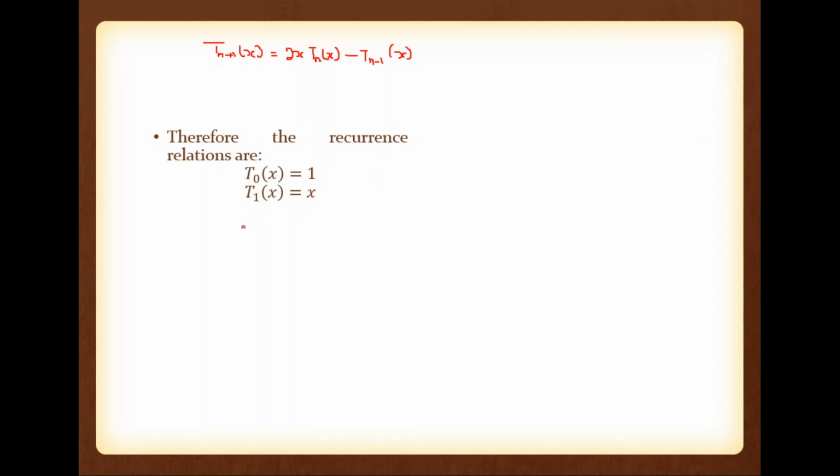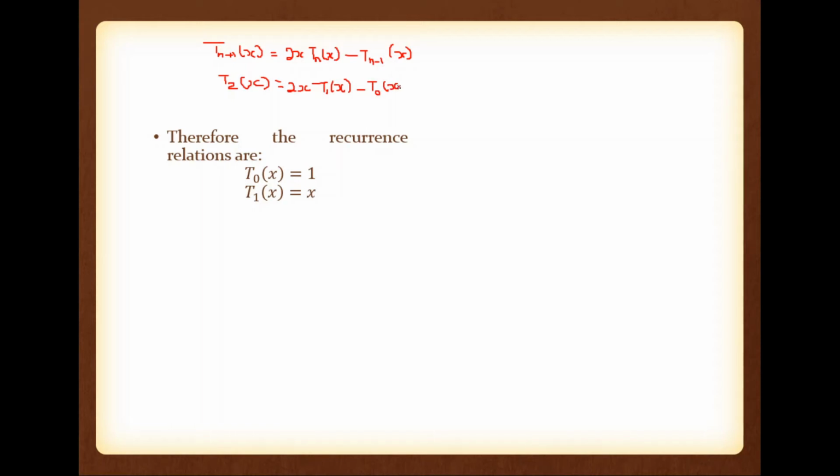Now we are going to find T2 of x. So T2 means n equal to 1. If n equal to 1, here we have T2. T2 of x equal to 2x, n equal to 1, so 2x T1 of x minus Tn minus 1 of x, right? So T2 of x is equal to 2x T1 of x minus, because n equal to 1, this term will become 2, this term will become 1. And what about this term? This term is T0 of x.